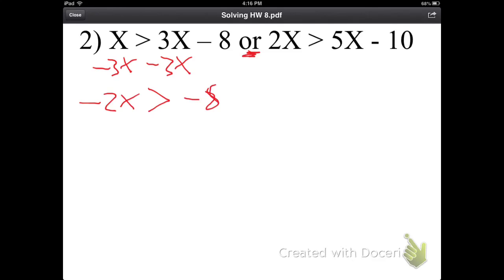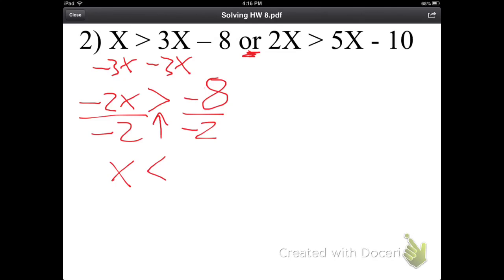Here I need to still get x by itself. I wish I could draw 8 well, but it's not working out. 8. There you go. Okay, now I need to divide by that -2 in front of x, and when you do it to one side, you do it to the other. And when you divide by a negative, you need to switch which direction your symbol is going. So x is less than -8 divided by -2 gets you 4. Blam. Left side is x is less than 4.